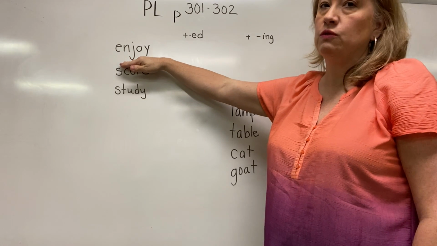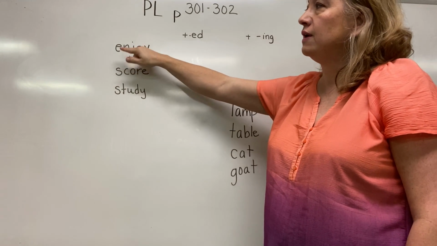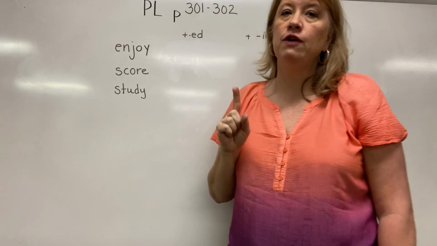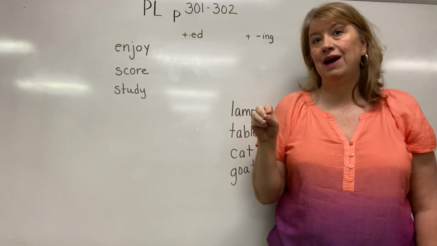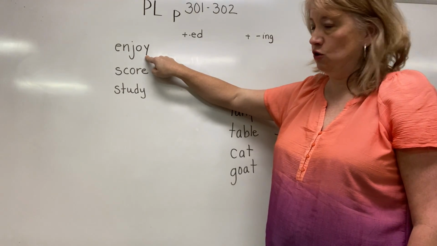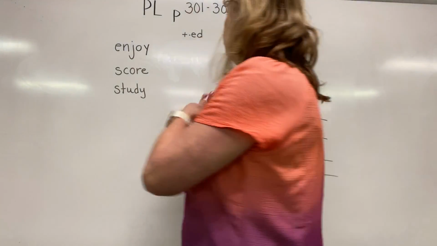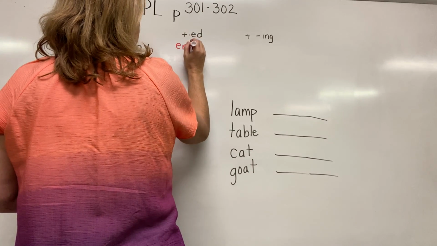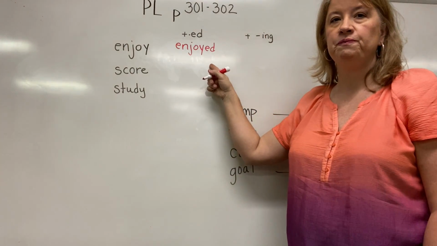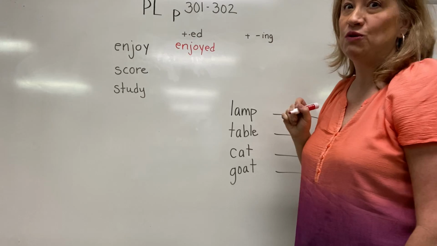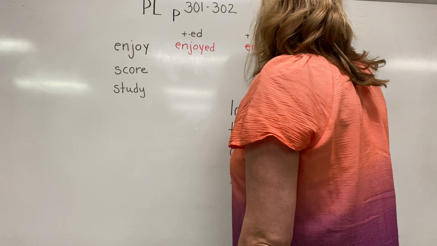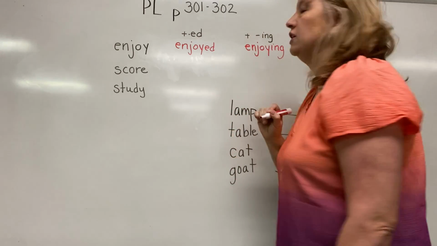Let's look at the first word, read it. The word is enjoy. We're going to add ed to it. Now we look and we know one of our rules is changing the Y to an I, but this is a special sound, OY, so we do not change the Y to an I. We just add ed and make the word what? Enjoyed. Then we're going to add the ing, enjoying.